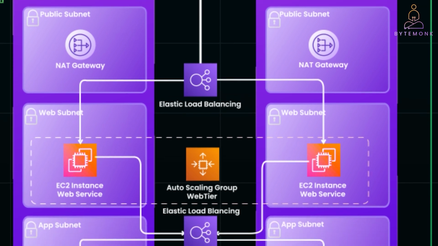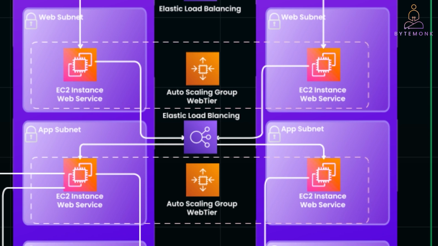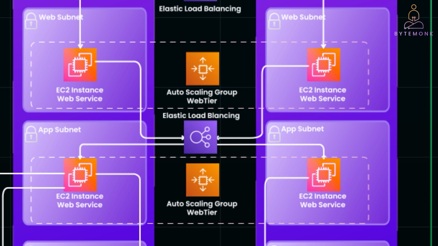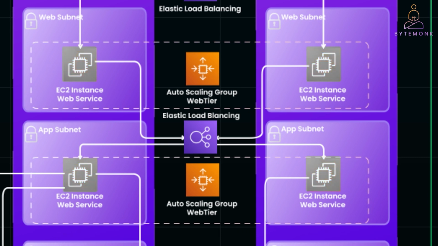Now, we are at the heart of our app, EC2 instances. These virtual servers are where our actual web application code runs, handling requests and generating responses. But the cool part? They are inside an auto-scaling group, or ASG. ASGs automatically add or remove EC2 instances based on traffic load.